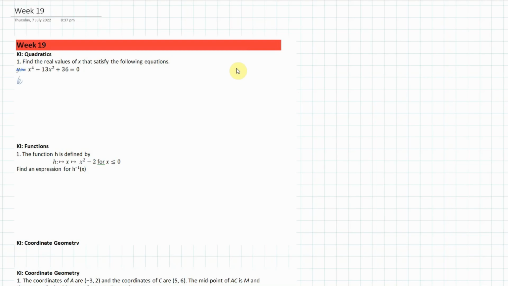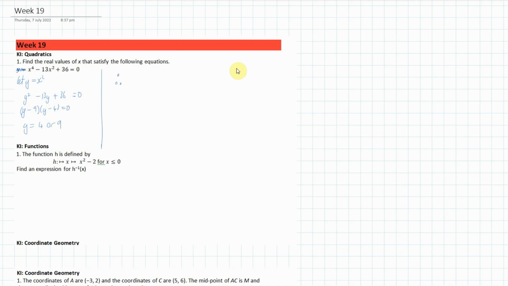Okay, I'm going to say let y equal x squared, and I can rewrite that whole equation as y squared minus 13y plus 36 equals 0. And then I can factorize that, so I'm thinking (y minus 9)(y minus 4) equals 0. And so y equals 4 or 9.